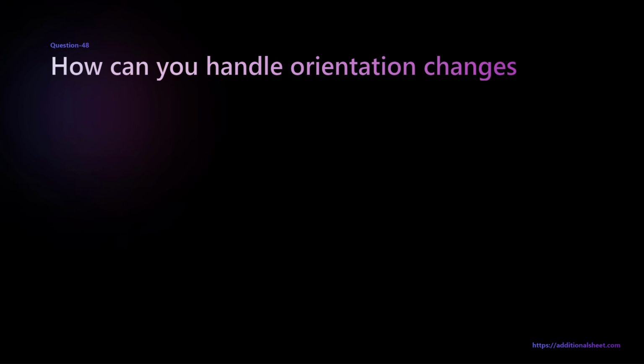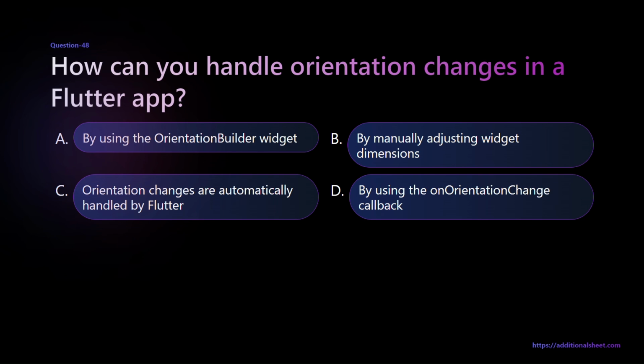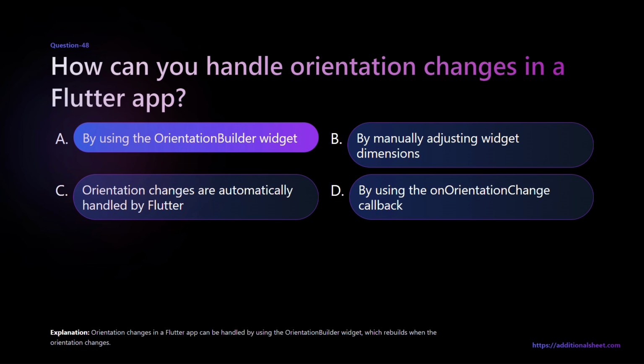How can you handle orientation changes in a Flutter app? Option A, by using the OrientationBuilder widget. Option B, by manually adjusting widget dimensions. Option C, orientation changes are automatically handled by Flutter. Option D, by using the onOrientationChange callback. The correct answer is option A, by using the OrientationBuilder widget.